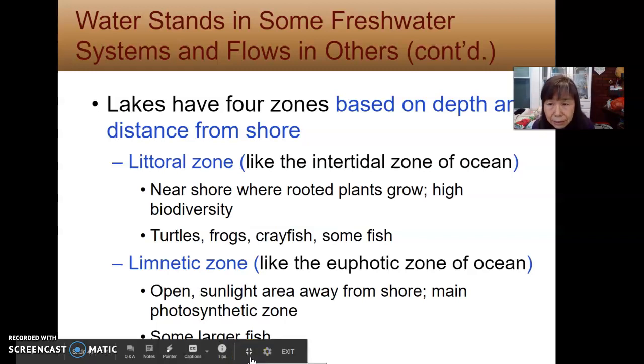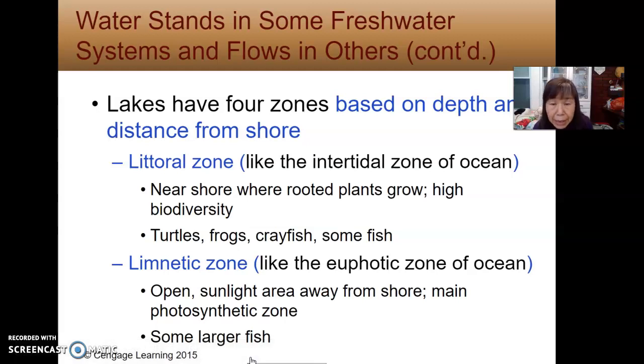This is the last video of Chapter 8. We are looking at the structure of lakes and how we divided this one into 4 zones based on the depth and distance from shore.